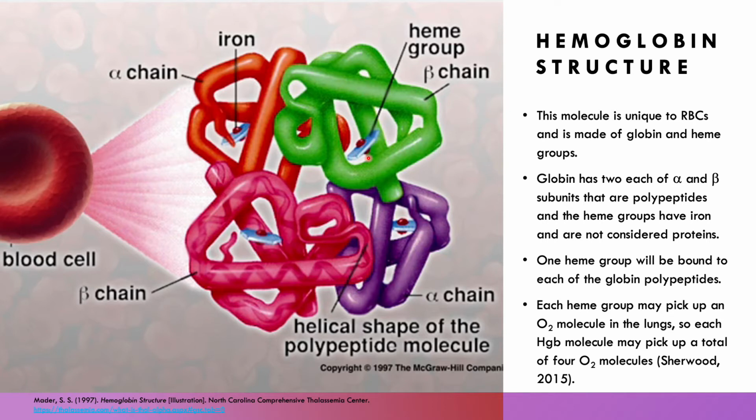Now, one heme group will be bound to each of the globin polypeptides. So we see the polypeptide and a heme group, polypeptide and a heme group, and so forth. Each heme group may pick up an oxygen molecule in the lungs, so therefore each hemoglobin molecule may pick up a total of 4 oxygen that will be bound to each of the heme groups. Approximately 98% of oxygen is carried by hemoglobin because oxygen isn't soluble in the plasma portion of the blood.